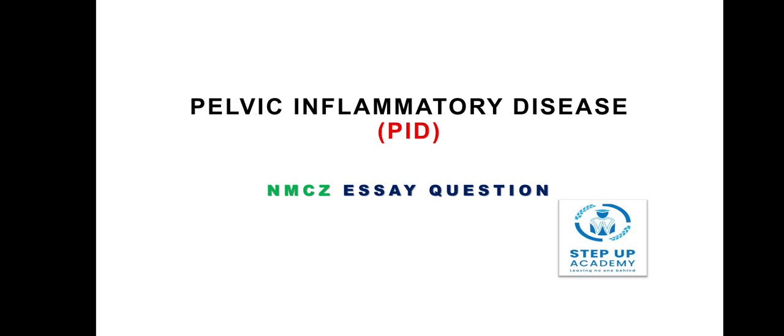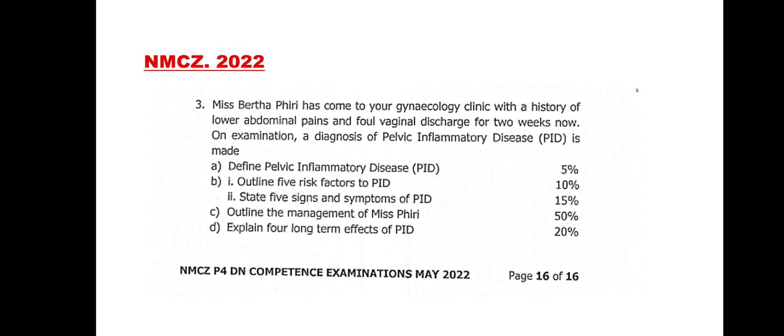So let's get started. This is the question. The question, as I said, was derived from NMCZ 2022, and it reads: Miss Beth Apiri has come to your gynecology clinic with a history of lower abdominal pains and foul vaginal discharge for 2 weeks now. On examination, a diagnosis of pelvic inflammatory disease is made. So that was the scenario, and then question A is saying define pelvic inflammatory disease.